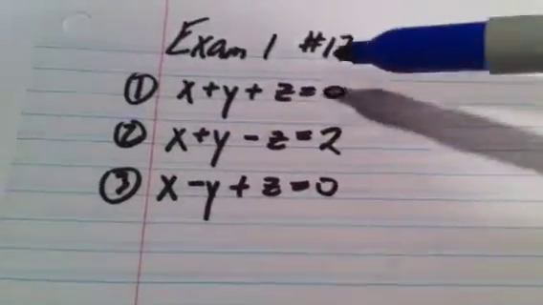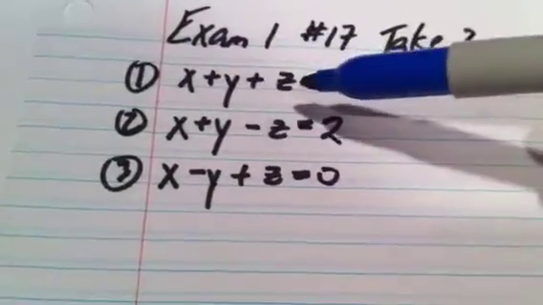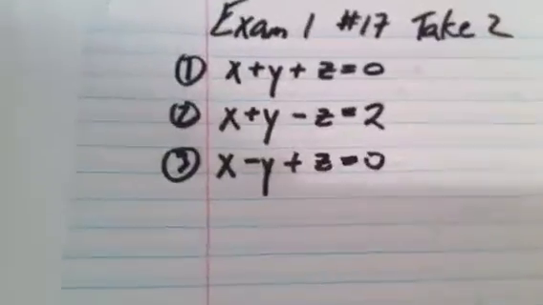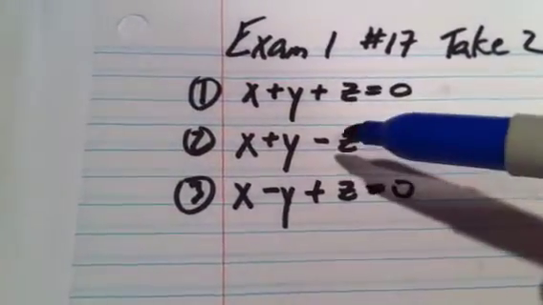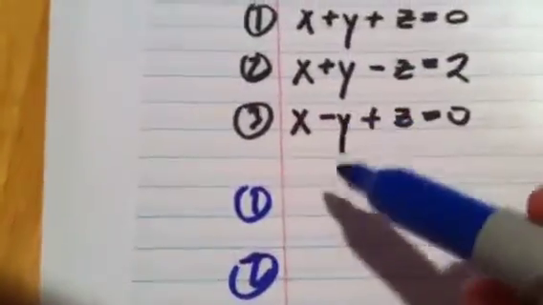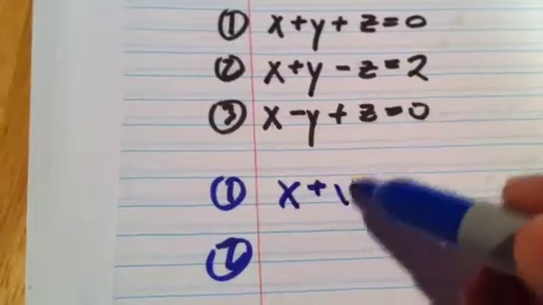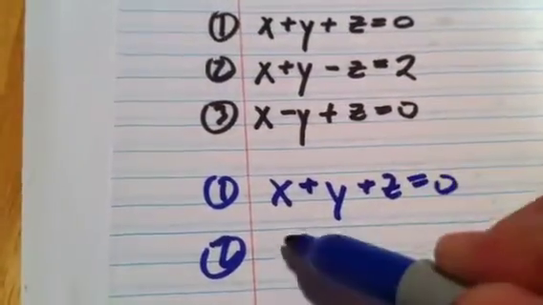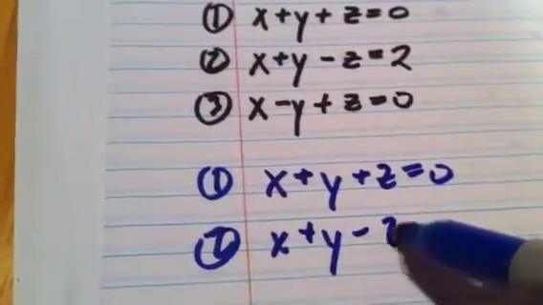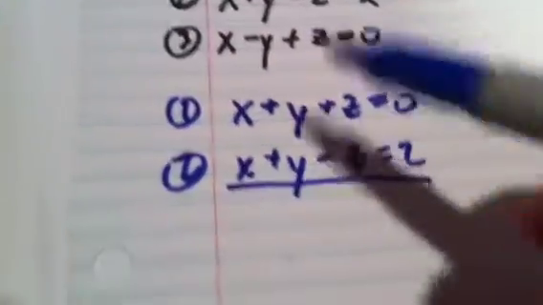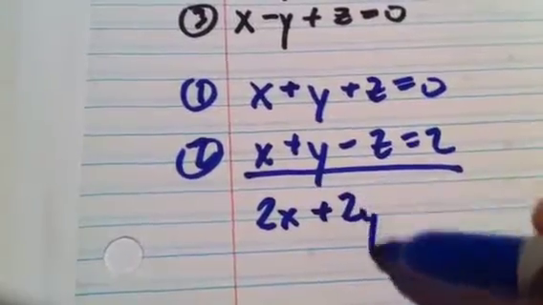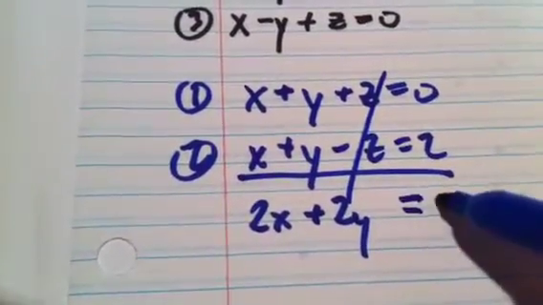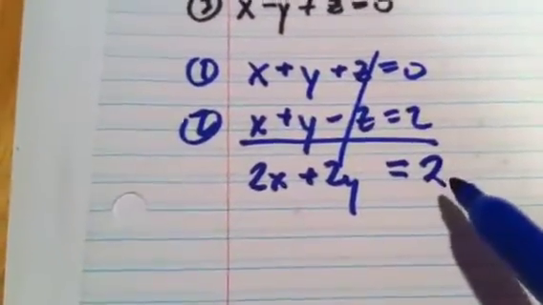So we need to whittle these three equations with three unknowns down to two equations with two unknowns. So I'll take the first two and eliminate this z. If I just add those first two together as is, I'll get 2x plus 2y, z's go away like I planned, equals 2.